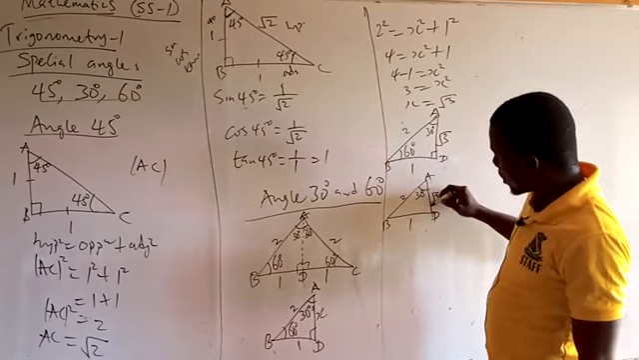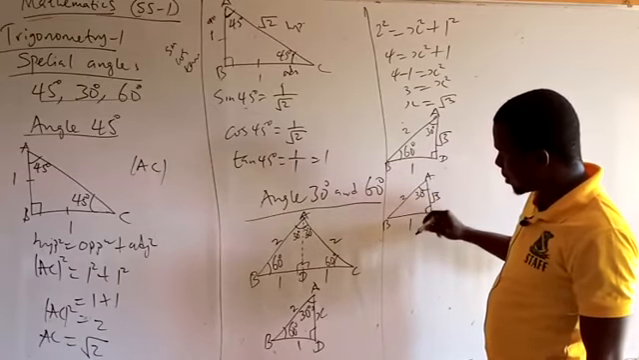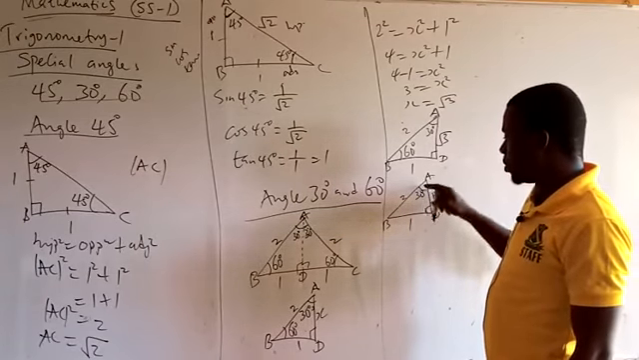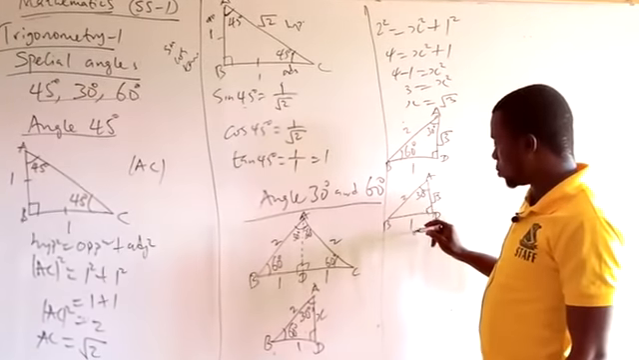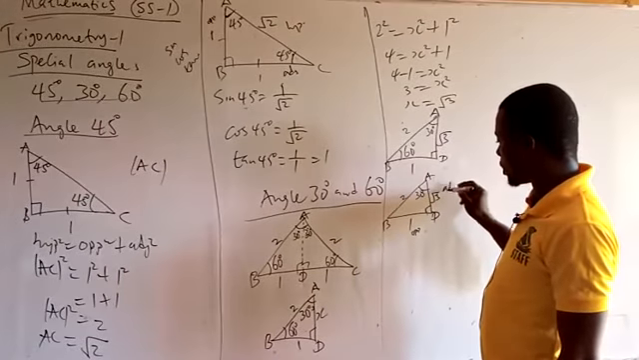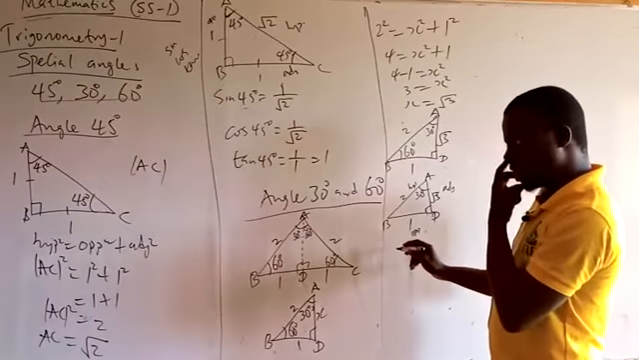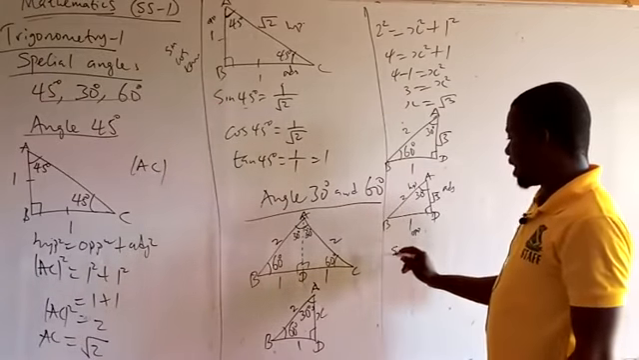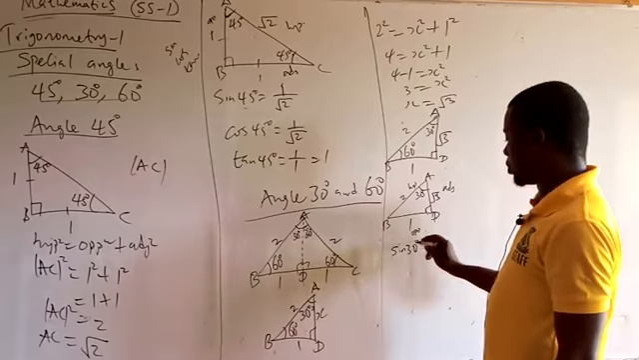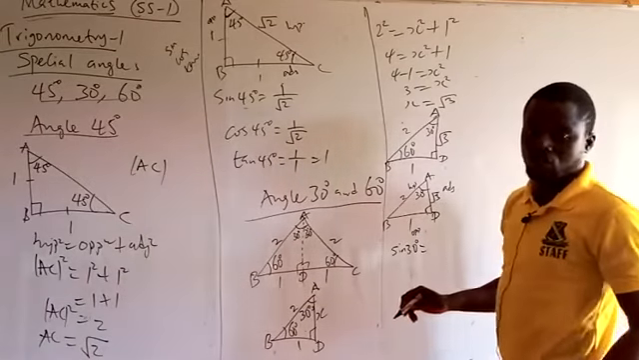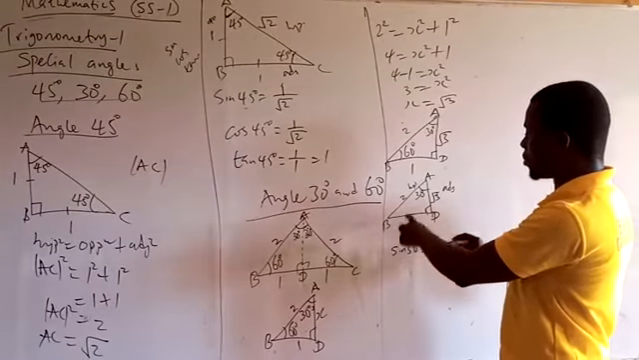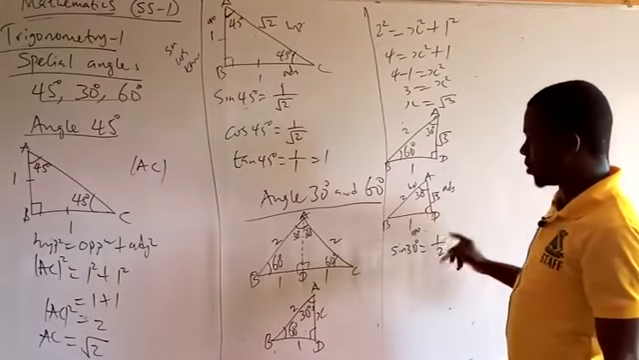If the angle is here, look at it, angle 30 is facing this place. Anyway, the angle is facing the opposite side. So here is the opposite, here becomes the adjacent, here is the hypotenuse. The angle is facing down. So what is sine 30 degrees? Sine is opposite over hypotenuse. What's opposite? 1. What's hypotenuse? 2. So sine 30 will give 1 over 2.